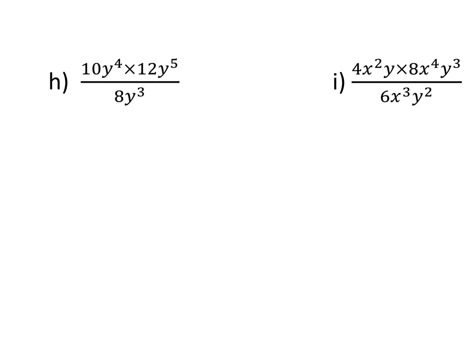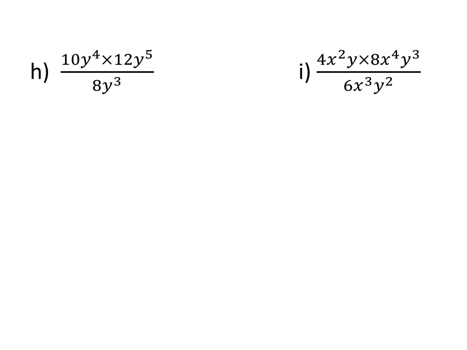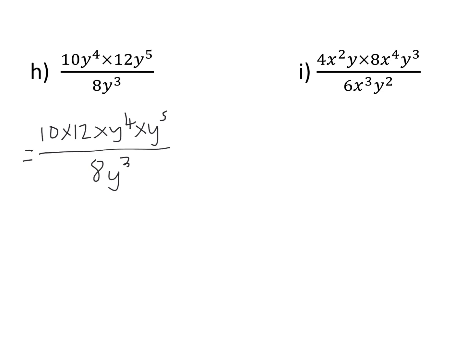Okay, H, there's quite a bit to do here. I'm going to look at the top first of all. So I'm going to reorder the top to be 10 times 12 times y to the 4 times y to the 5. I'm dividing that by 8y cubed. So 10 times 12 I can do is 120.